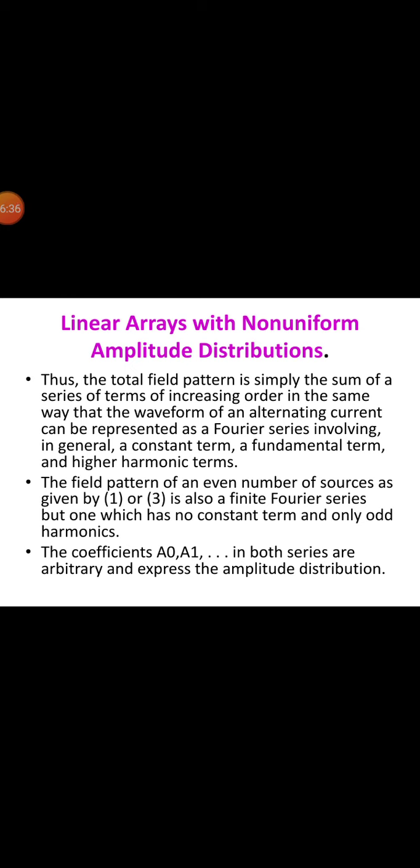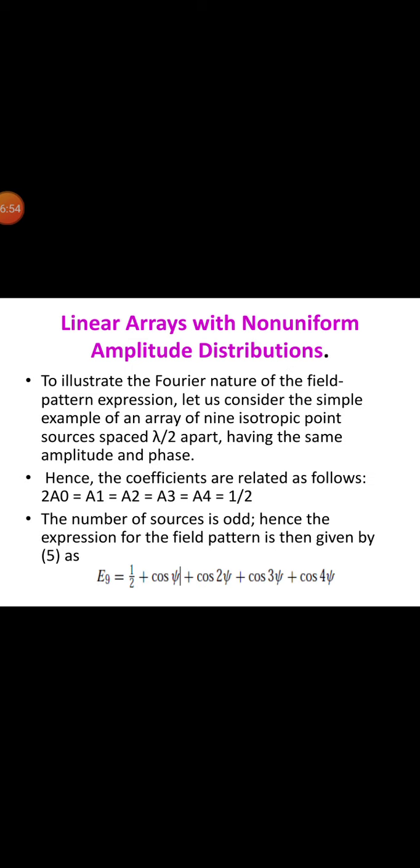The field pattern of an even number of sources, as given by this equation, is also a finite Fourier series, but one which has no constant term and only odd harmonics. The coefficients A0, A1 and so on in both series are arbitrary and express the amplitude distribution.